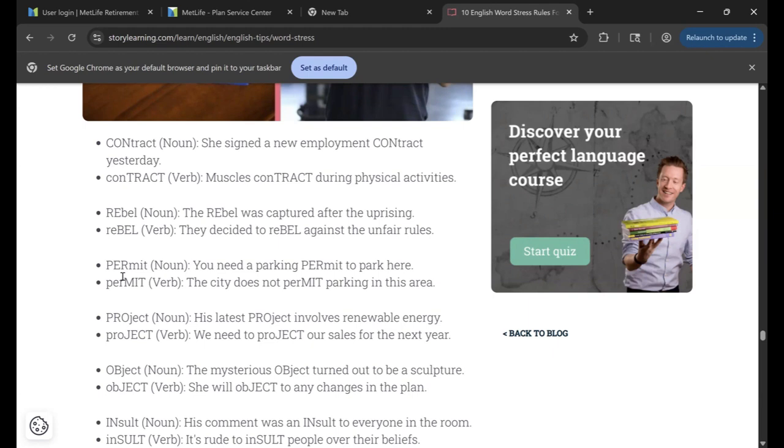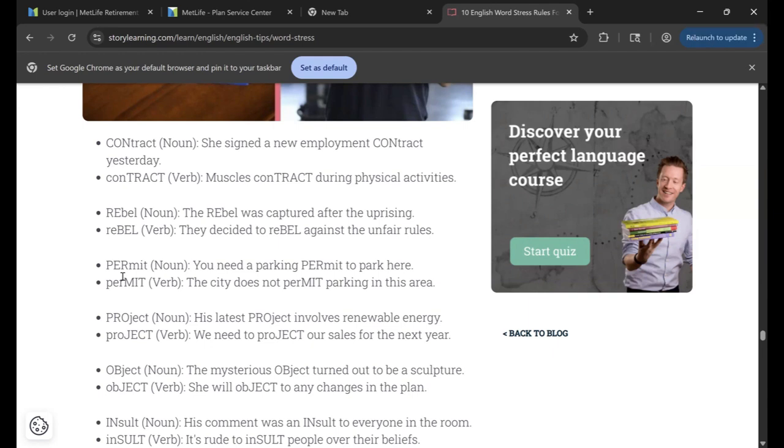Permit. Yeah, permit. You need a parking permit to park here. That's permit. Yeah. You need a parking permit to park here. To park here. That's good.